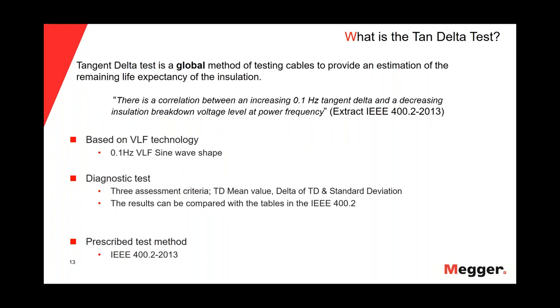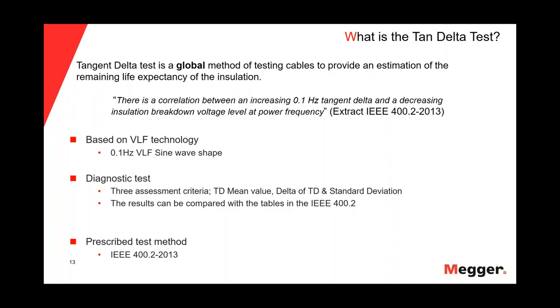Now let's continue with the tan delta test. What is the tan delta test? Well, the tan delta test is a global method of testing cables to provide an estimation of the remaining life expectancy of the insulation. We know that there is a correlation between an increasing 0.1 hertz tan delta and a decreasing insulation breakdown voltage at power frequency. So the tan delta is based on VLF technology. We will use a 0.1 hertz VLF sine wave shape. We cannot use the cosine rectangular to do a tan delta test. It must be a 0.1 hertz VLF sine wave shape.